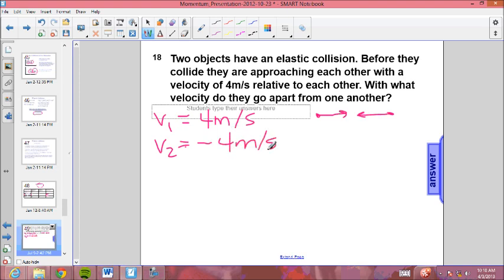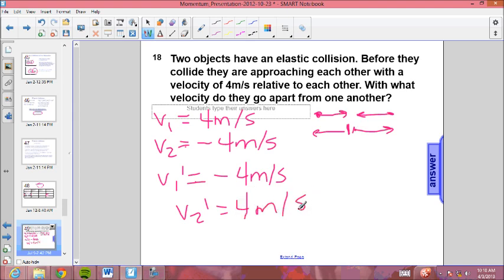So with what velocity do they go apart from one another? Well, now they're just going to switch, because they're going to hit here, and then they're going to go in opposite directions. So V1 prime, this original object, is now going to be going in the negative, so negative 4 meters per second. While V2 prime hit and is now going back in the positive direction. So 4 meters per second.